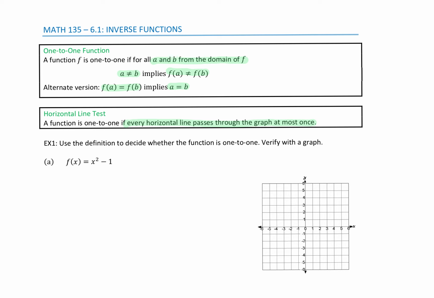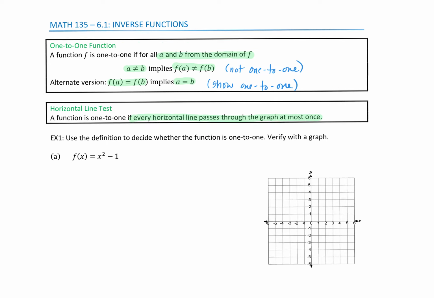So we have our definition, and we have what it means to be a one-to-one function with the graph as well. Now, looking back at this definition, if you know that your function is not one-to-one, then you would use this first version, where a is not equal to b. So if you want to show not one-to-one, you use the first version. The alternate version would be if you want to show one-to-one.